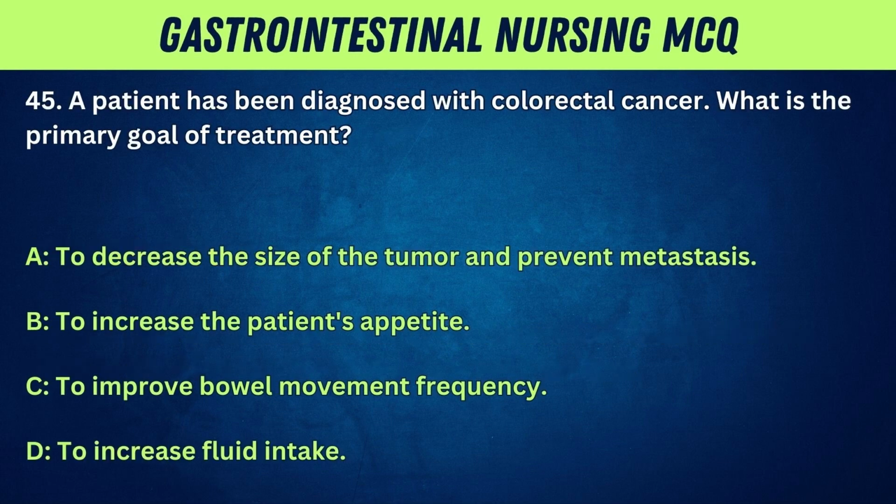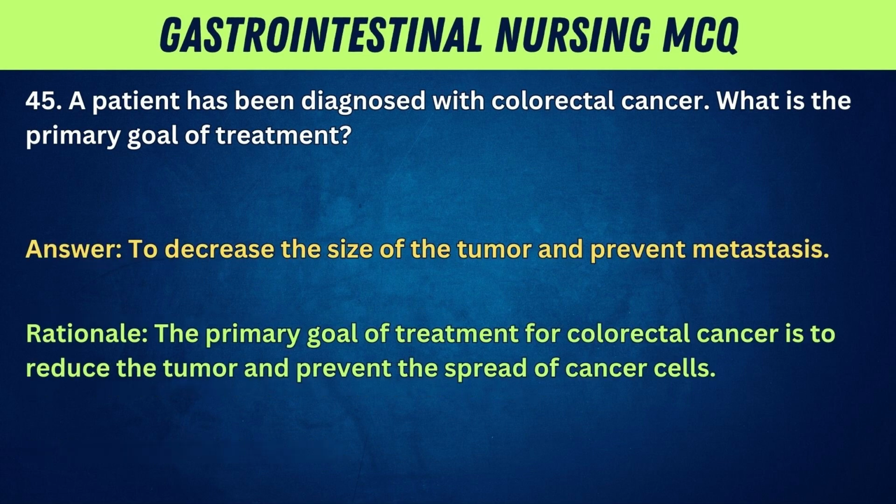45. A patient has been diagnosed with colorectal cancer. What is the primary goal of treatment? A. To decrease the size of the tumor and prevent metastasis. B. To increase the patient's appetite. C. To improve bowel movement frequency. D. To increase fluid intake. Answer. To decrease the size of the tumor and prevent metastasis. Rationale. The primary goal of treatment for colorectal cancer is to reduce the tumor and prevent the spread of cancer cells.